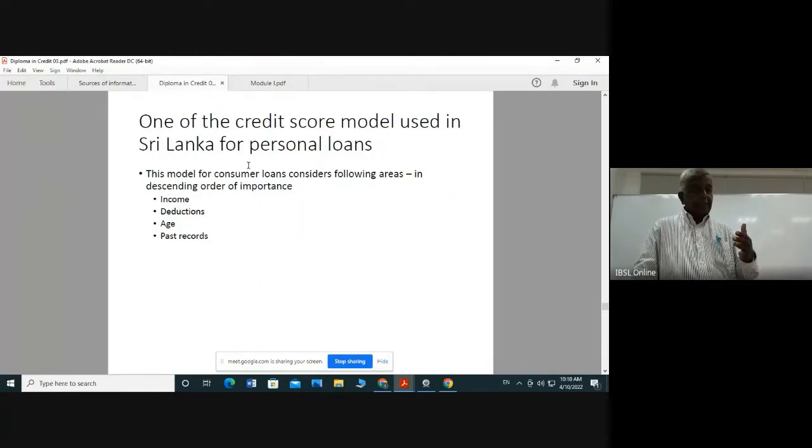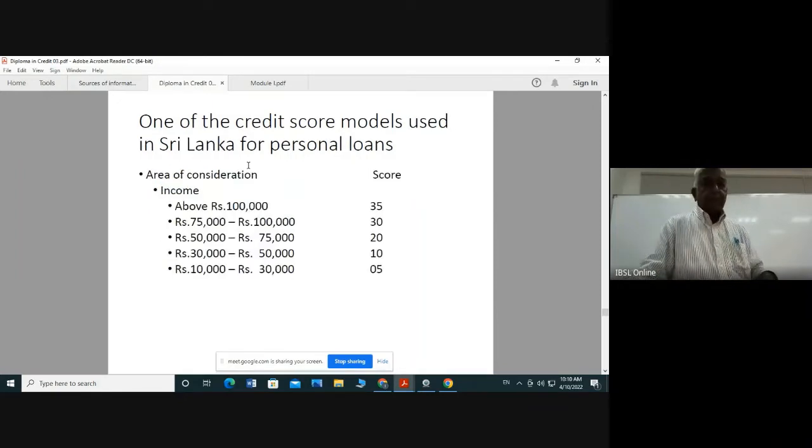Income of the customer, deduction, the age of the customer, past record. This is the method they were using earlier, just to show you how. Area of consideration: if the income is above 100,000, score 35; 75 to 100,000, 30; 50,000 to 75,000, 20; like that. Depending on the income, they have given some scores.